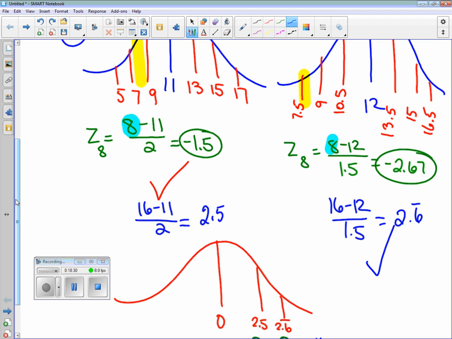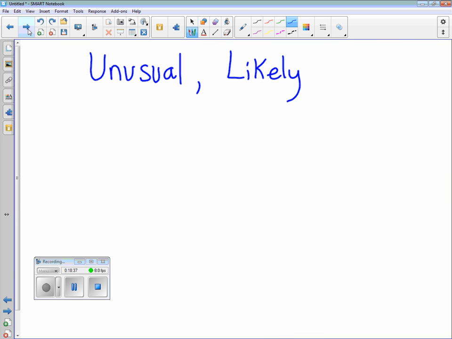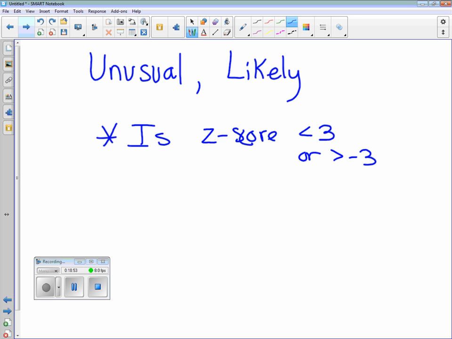The word unusual came up, it talked about, is it unusual? And that's what we're looking for. If it says these words, and this is important because you will see this again, so if you don't remember it, write it down. Unusual, likely. You want to ask, is your z-score greater than 3 or less than negative 3? Did I write that down wrong? I did. Is it less than negative 3 or is it greater than 3? Outside of 3 and negative 3.